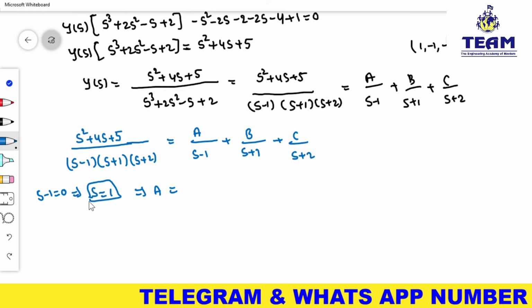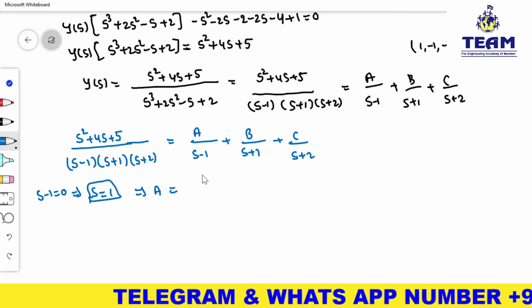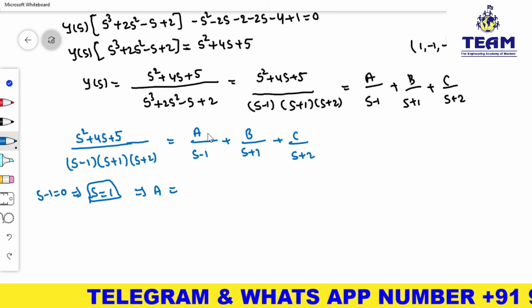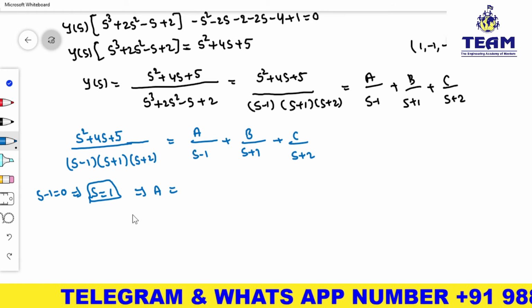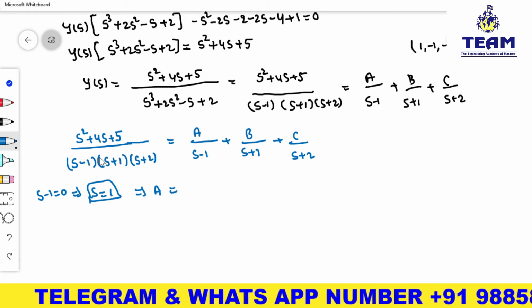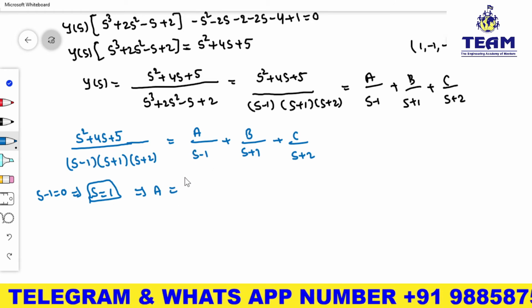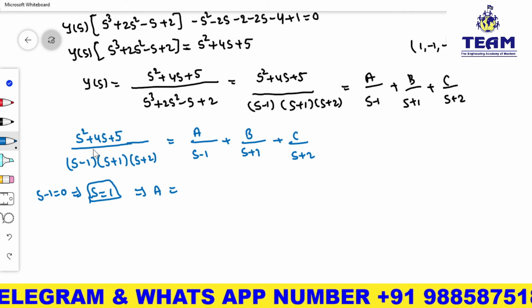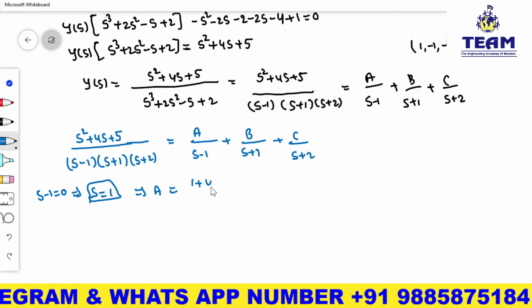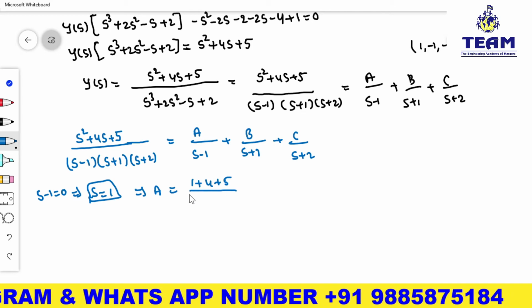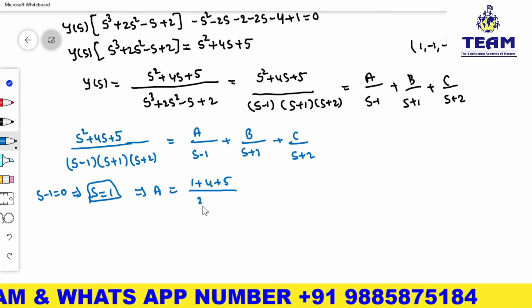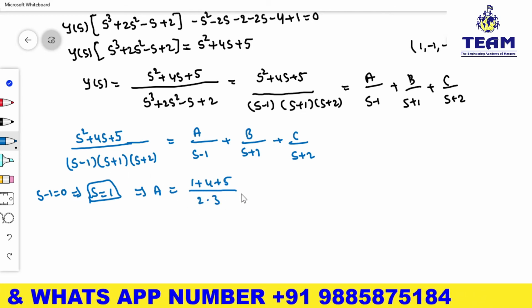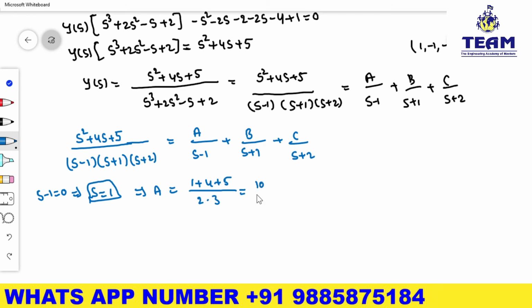So now I am doing the shortcut. What I am doing? Just denominator equal to 0. Then what is the numerator you have? That term will get. Okay. A is equal to. Now this s minus 1 both are getting cancelled. Yes or no? Yes. Put s is equal to 1. Then you will have 1 plus 4 plus 5 divided by 1 plus 1 means 2. 2 plus 1 means 3. So you will have 10 by 6.